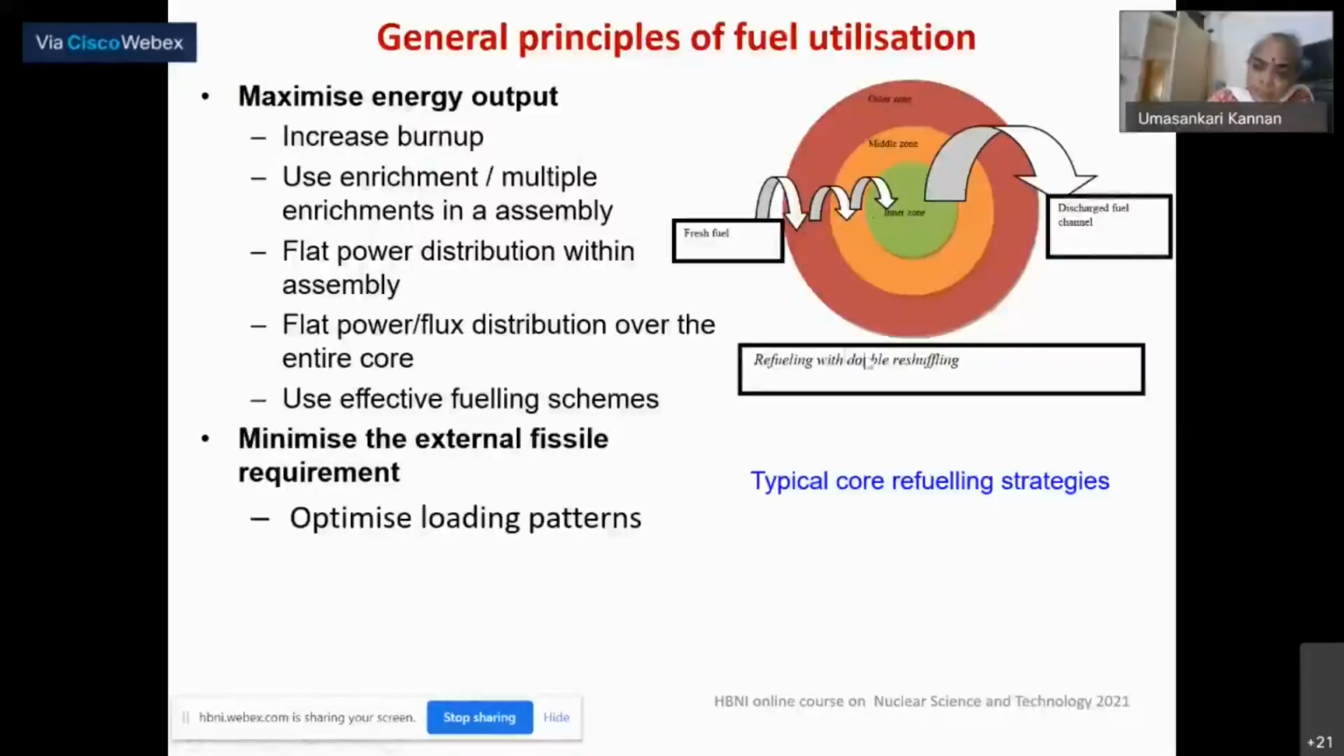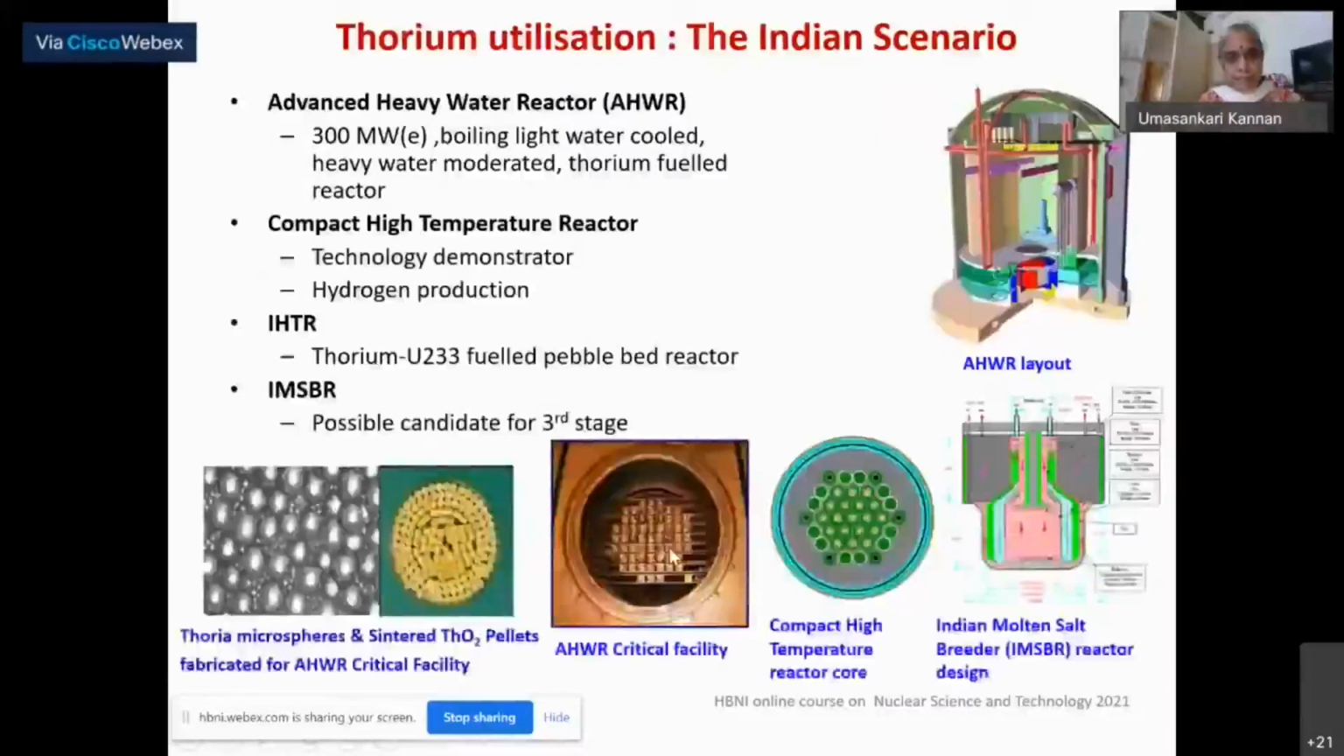There could be another type of refueling which is called out-to-in-to-out. There are different types of refueling, and some scattered loading is also possible. You have to decide which fuel assemblies have to be refueled. Basically, the principle is to maximize the energy output and minimize the external fissile feed requirement. Suppose we are putting plutonium as external feed, then we have to minimize it. So this requires optimizing the loading patterns.